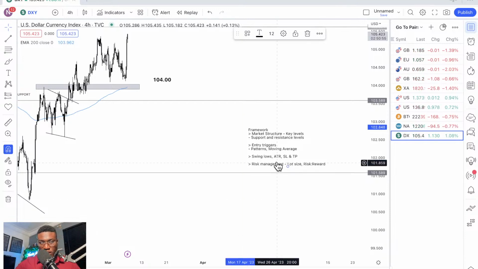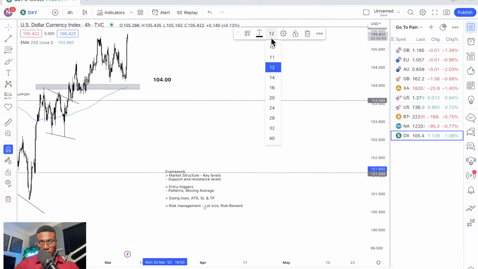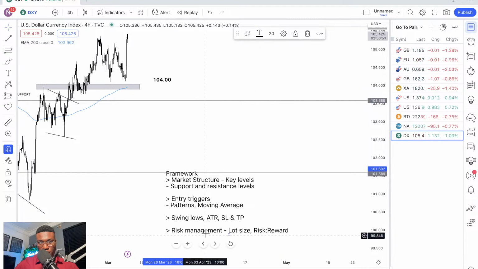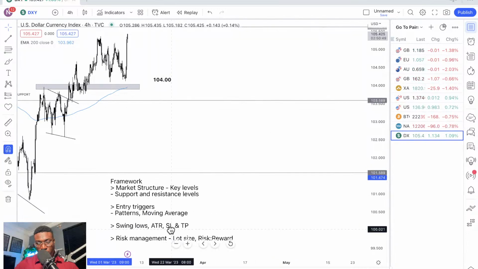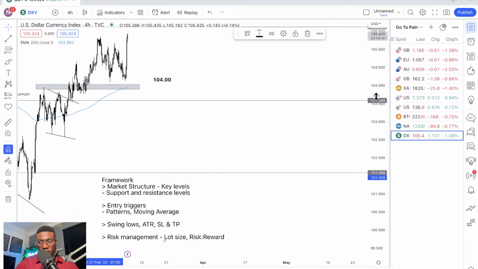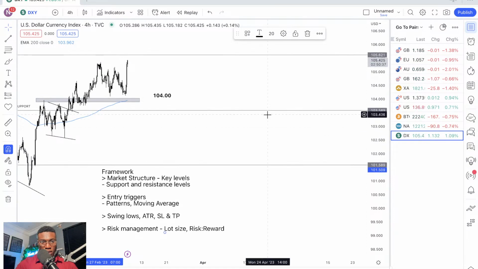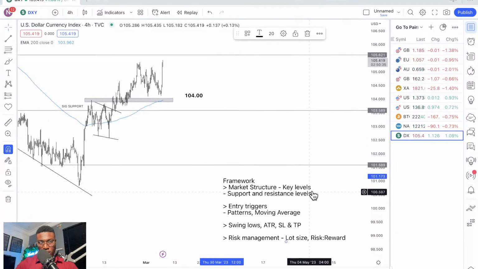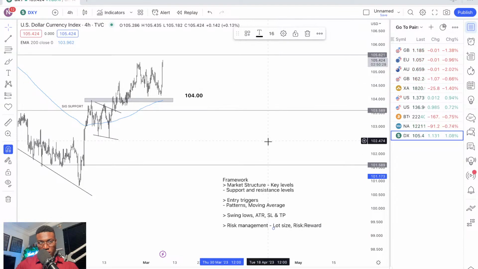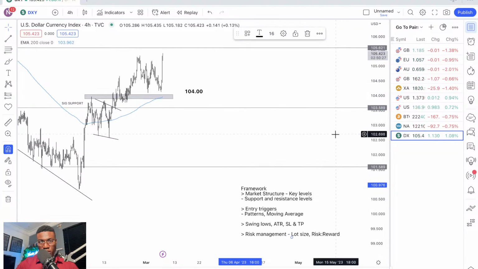So I'm just going to put this here. See if I can increase it a little bit, because we're going to be using this to do some analysis and identify directions of the market. I'll skip this here. Okay, I think it's pretty bold like that.